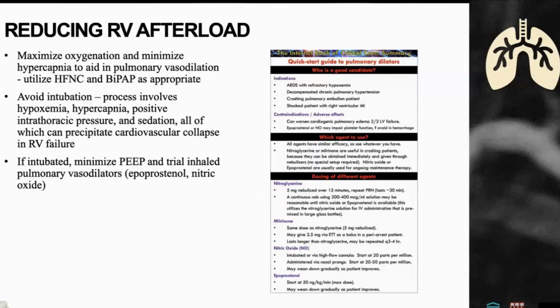And these agents get into the lungs and they dilate the pulmonary capillaries. That's all they do. But by doing that, you're dropping your pulmonary vascular resistance, you're dropping your RV afterload, and you're helping your RV work just that much better. So think about using these agents if you can. Make the recommendation to use these things in these patients who are unstable from their PE.